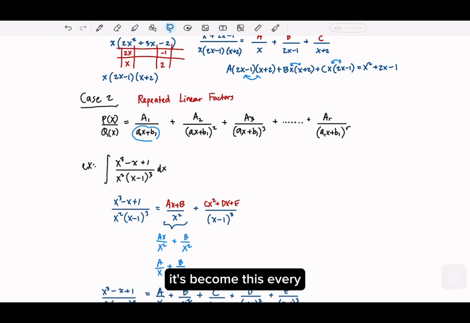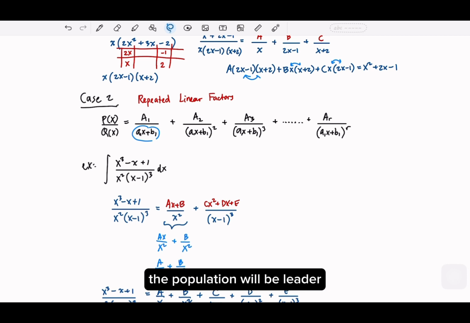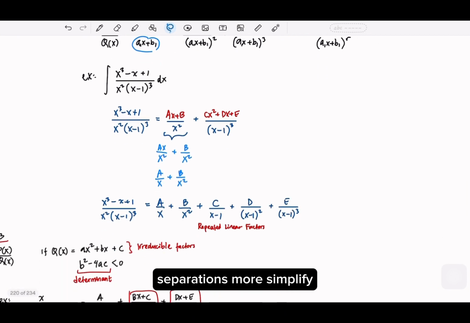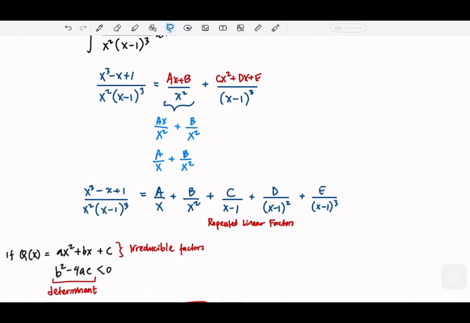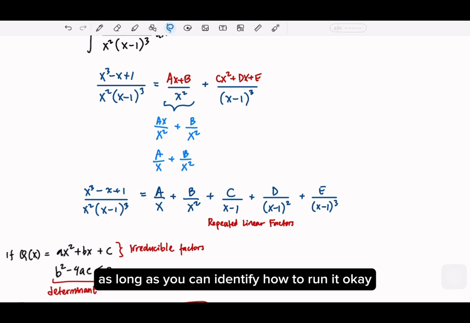For example, if we have a denominator that is squared, the top will be linear. If we have a cube, this will be quadratic. Okay? So we need to make this separation more simplified. Let me tell you, this is easy as long as you can identify how to write it.